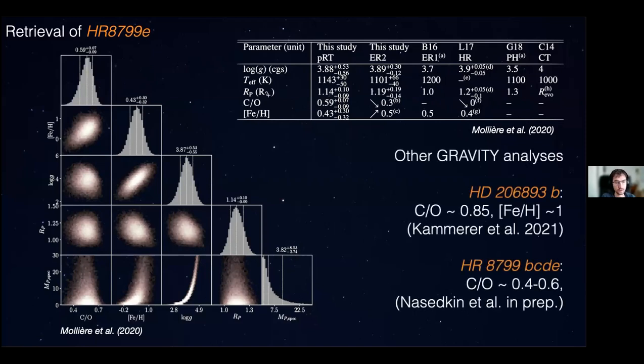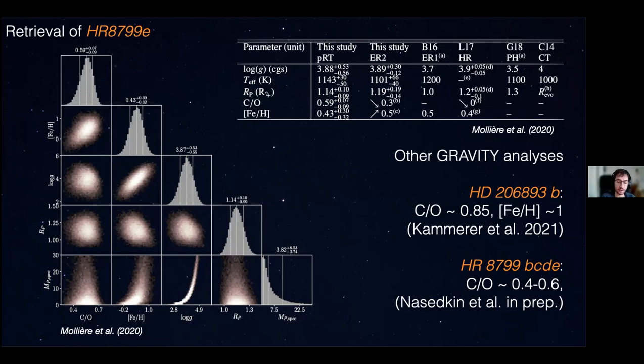We have since used the code on other targets. There was a paper on HD 206893b by Jens Kammerer. This was used to constrain C to O ratio and metallicity, also in tandem with the Atmo retrieval code, where we got consistent results on C to O ratio, but small differences also related to our model setup. I refer you to that paper if you want to know more.